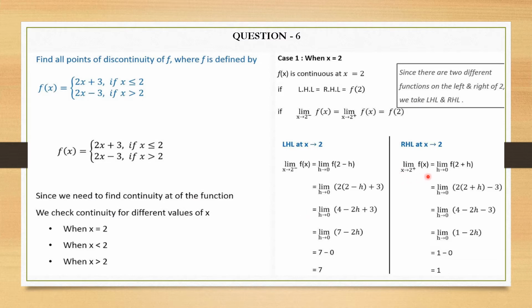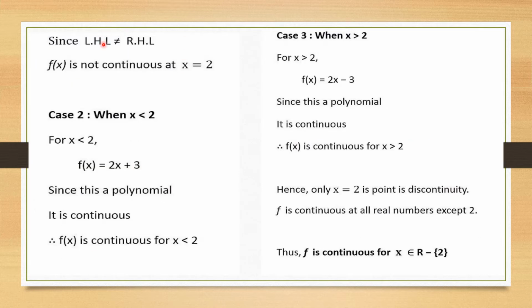Similarly, x is equal to 2 plus h. As x approaches 2 from the positive side, h will approach 0. This is the function for the left hand limit, and this is for the right hand limit. When I evaluate, LHL will come out as 7 and RHL as 1. Since both are not equal, the function is not continuous at x equal to 2.